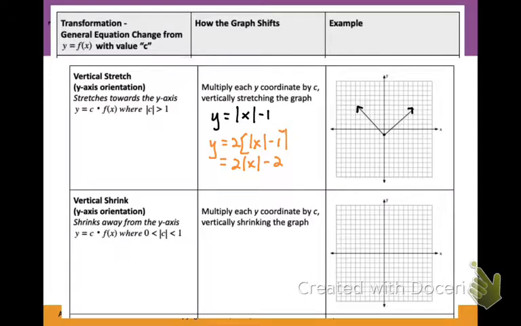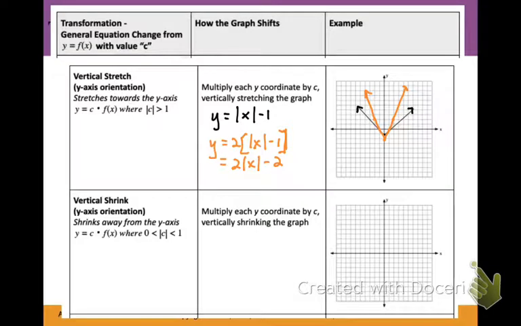Just going to make this right. So what we end up graphing is 2 times the absolute value of x, minus 2. So that's a graph that's been shifted down 2, and then my V shape will stretch up towards the y-axis. So rather than going over 1 and up 1, I go over 1 and up 2.